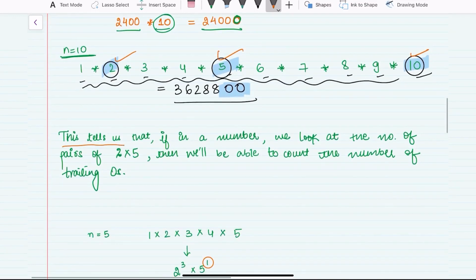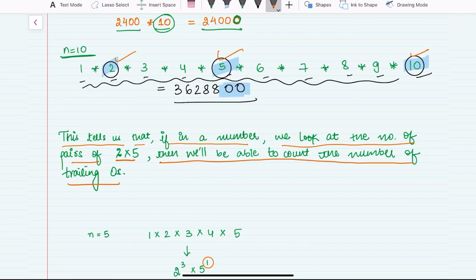So this tells us that if in a number we look at the number of pairs of 2 into 5, then we'll be able to count the number of trailing zeros. So if in a number we look at how many 2's are there and how many 5's are there, then we take the smaller number, the smaller power. Let's say the power of 2 is x and of 5 is y. So let's say y is smaller than x, then we will take the number of 5's, and that is going to be the answer.